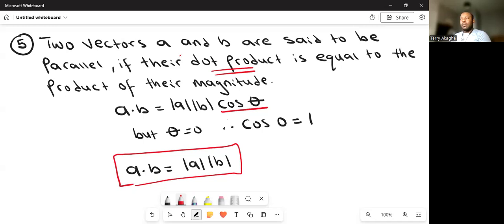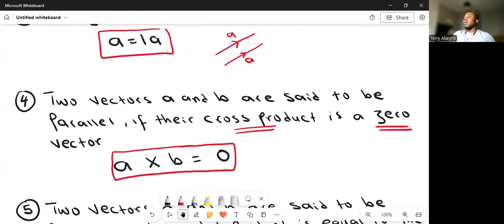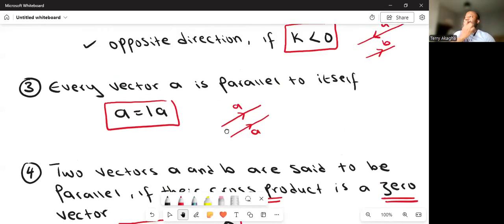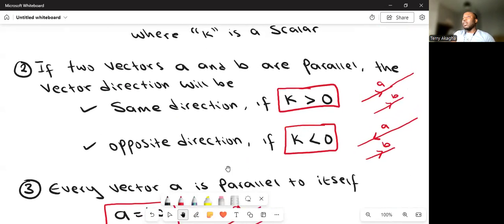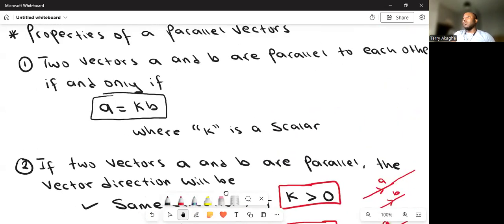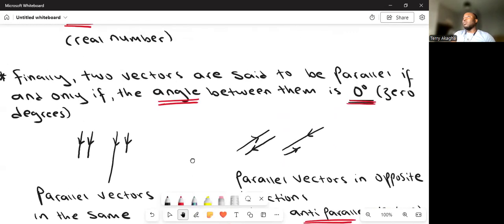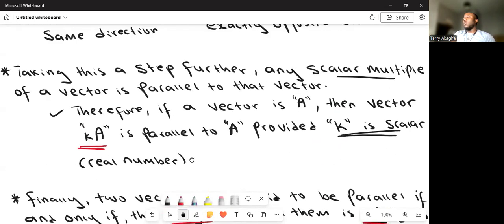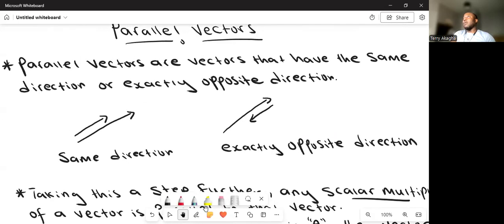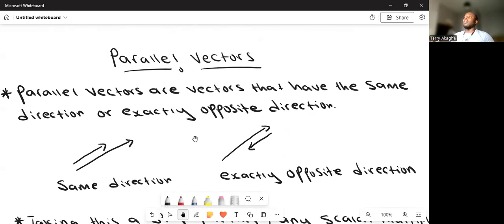All right, so these are the 5 properties. We've talked about the properties for the dot product and for the cross product. We've also said that if two vectors are parallel, they are parallel to themselves. Same direction, k is greater than 0. Opposite direction, k is less than 0, and two vectors are parallel only if they have a scalar quantity k. I also talked about that there's no angle between parallel vectors. The angle is equal to 0. We also talked about the scalar multiple. Parallel vectors can either be in the same direction or in opposite direction. So this is an overview of parallel vectors.